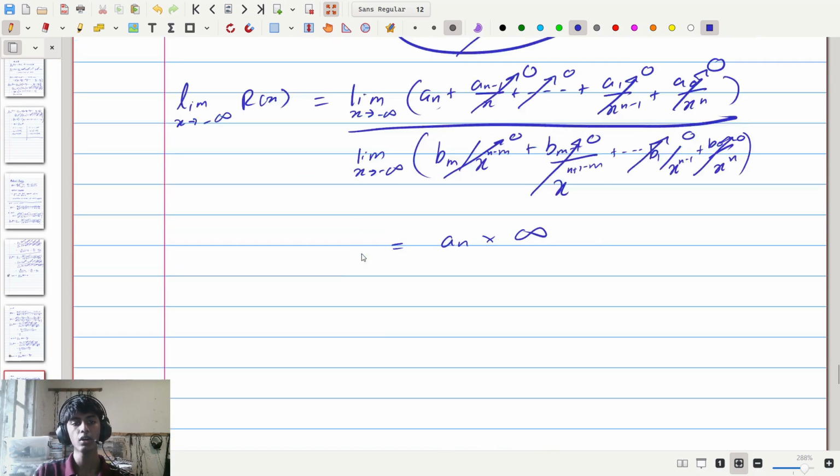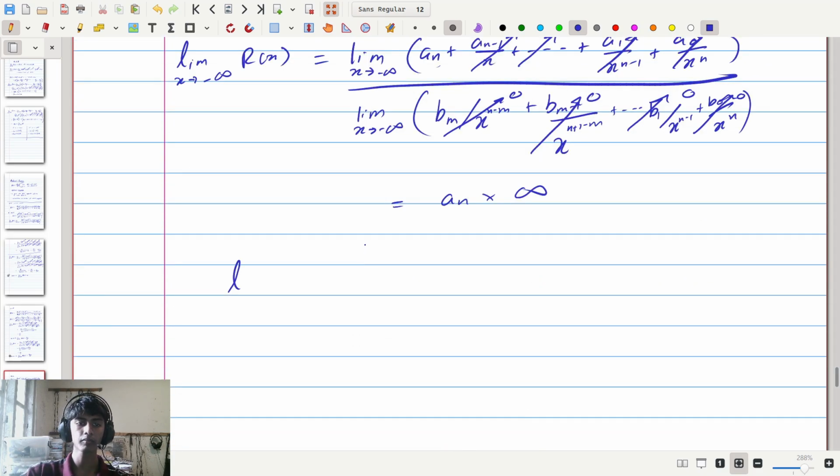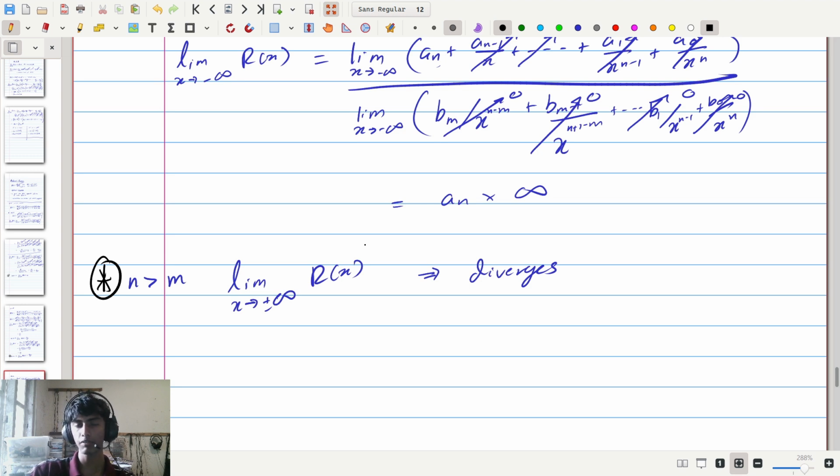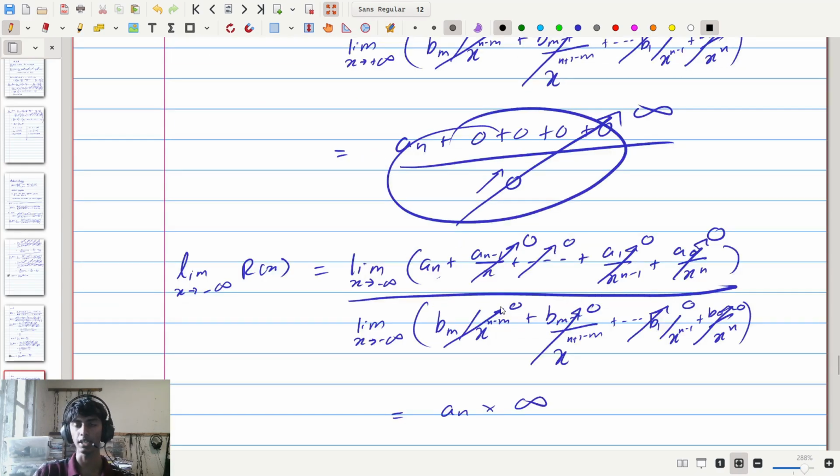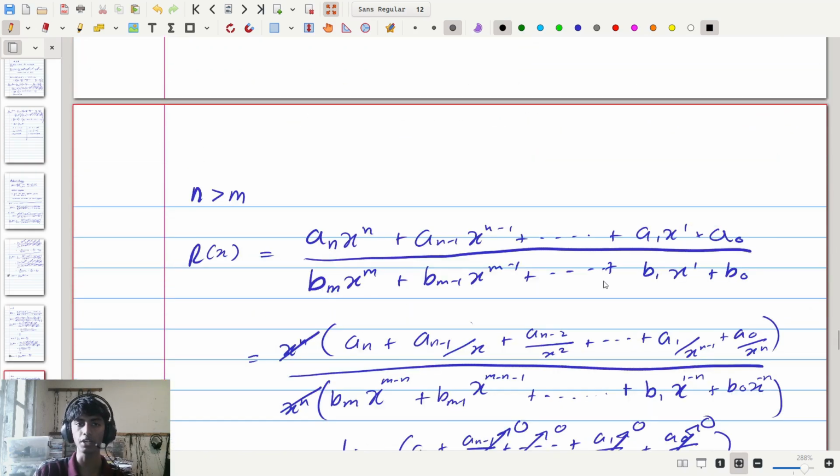But we can see if we have the limit as x approaches plus or minus infinity of R of x in the case where n is greater than m, then this thing diverges. It does not go to a finite value, it instead goes to infinity. So we can say as a general theorem, if we have a rational function where the numerator has higher order than the denominator, we have a divergent function. As x approaches infinity in the plus or minus directions, we are going to be approaching some infinity.